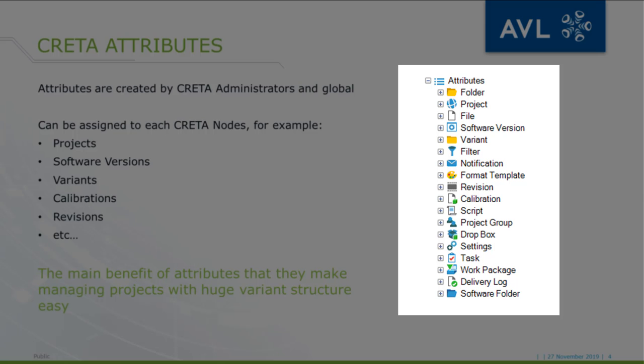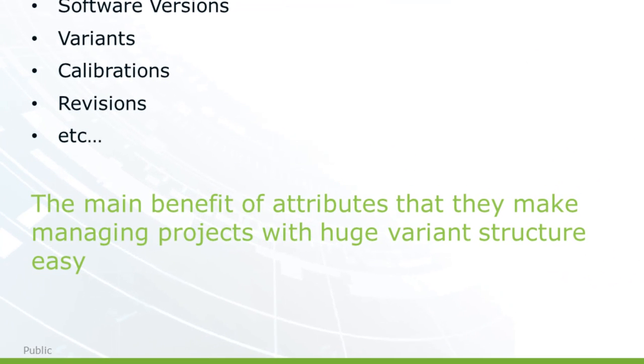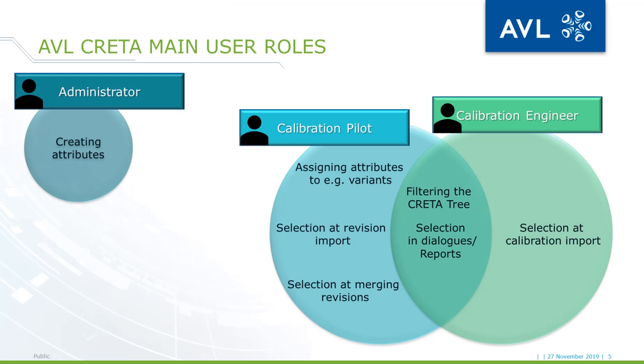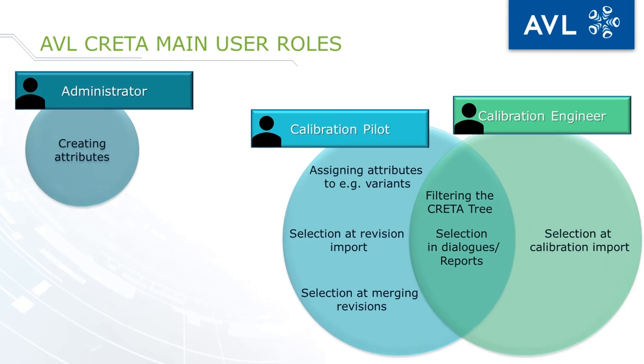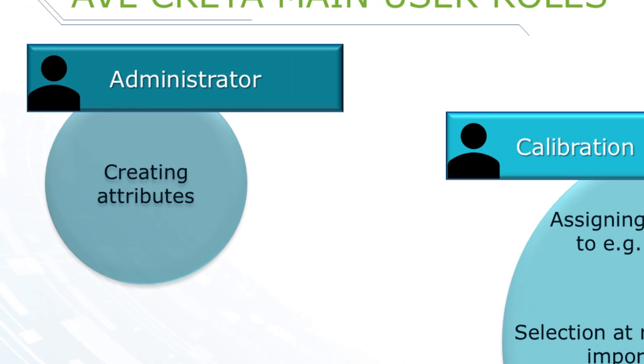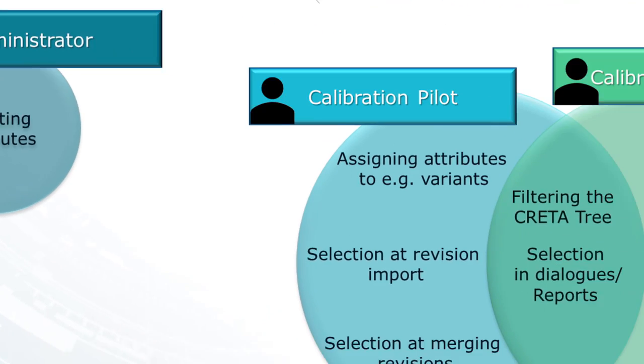They are most typically assigned to each node by the project pilot. The main benefit of attributes is that they make managing projects with huge variance structure easy. Now let's see how each Creta role is related to Creta attributes. Firstly, as I mentioned before, the administrator creates the attributes.